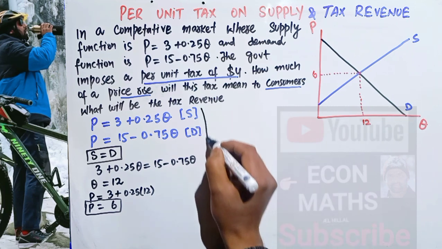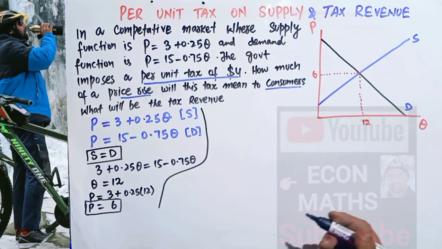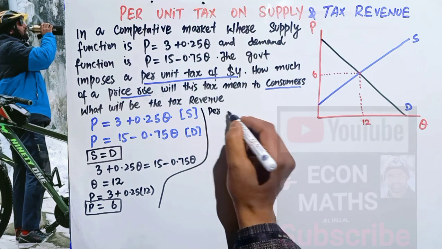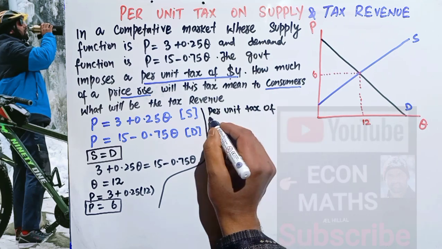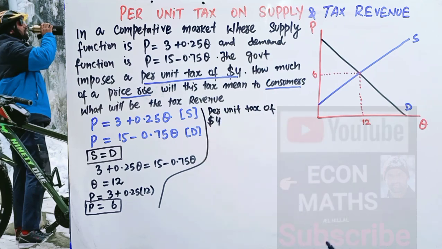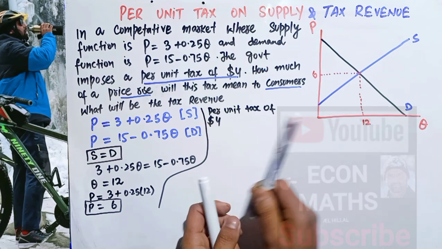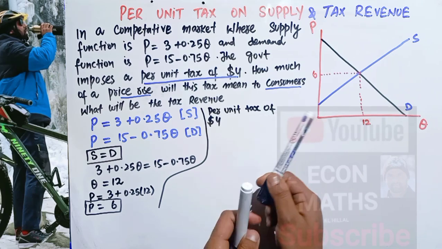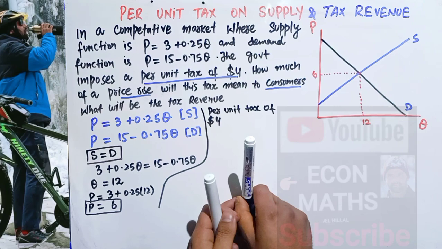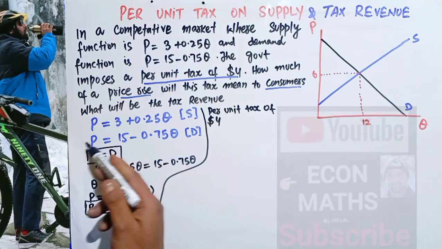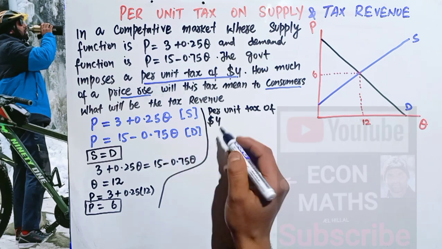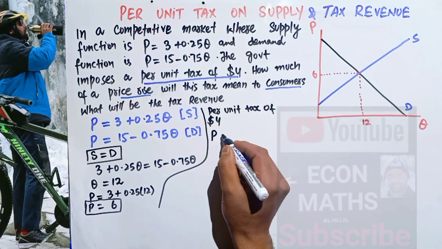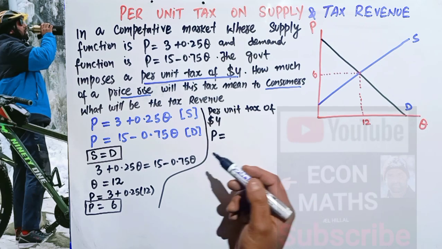Now what happens if per unit tax of $4 is imposed? What happens if per unit tax is imposed? That means each quantity would be offered for sale by the suppliers at the old price plus the amount of tax. Okay, so that means what we need to do here, we need to find out the new supply function.